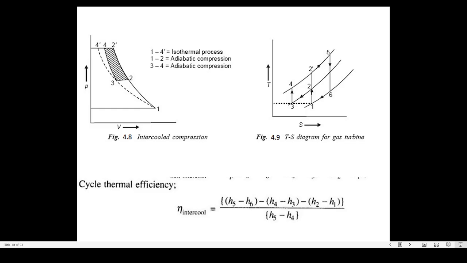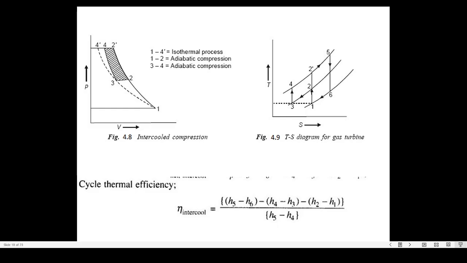And then the process 5-6, isentropic expansion of gases in the turbine, developing the mechanical work. And lastly, the process 6-1 is isobaric heat rejection from these gases to the surroundings. It means that the gases are exhausted into the atmosphere. So that way the temperature entropy diagram can be elaborated for the arrangement utilizing the intercooling between the low pressure and high pressure compressor.